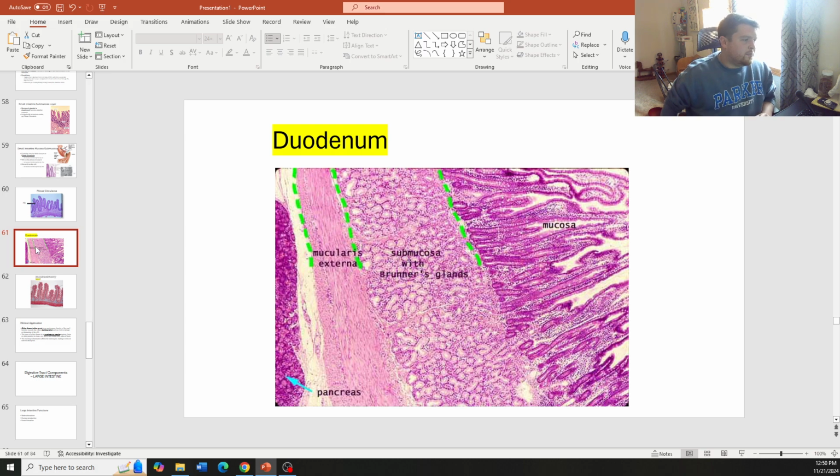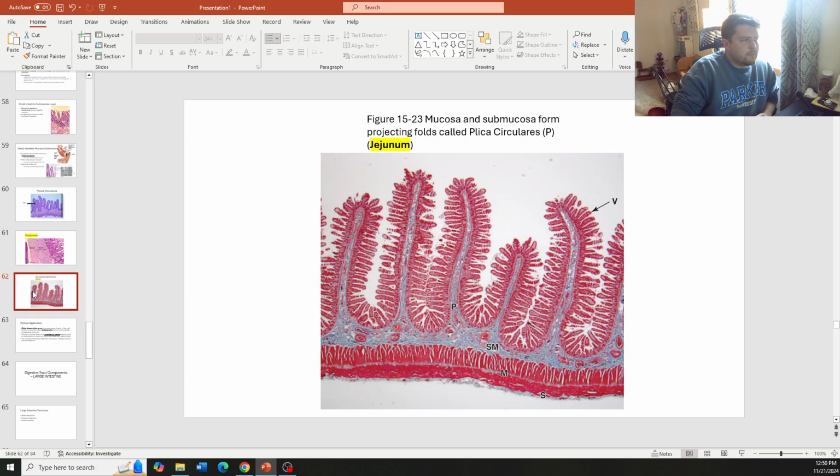Here's the duodenum, a picture of all of this. We have those Brunner's glands, the mucosa, the muscularis, and then the pancreas close by. Here's another picture. We have mucosa and submucosa in the jejunum. Same structure, those plicae circularis, the villi, and the microvilli.